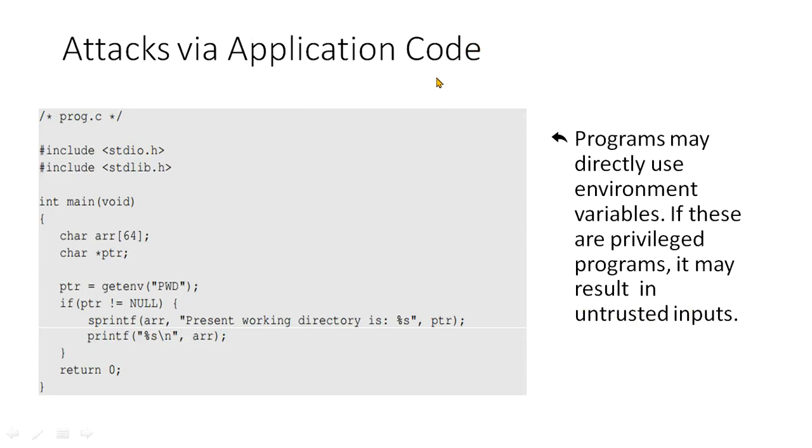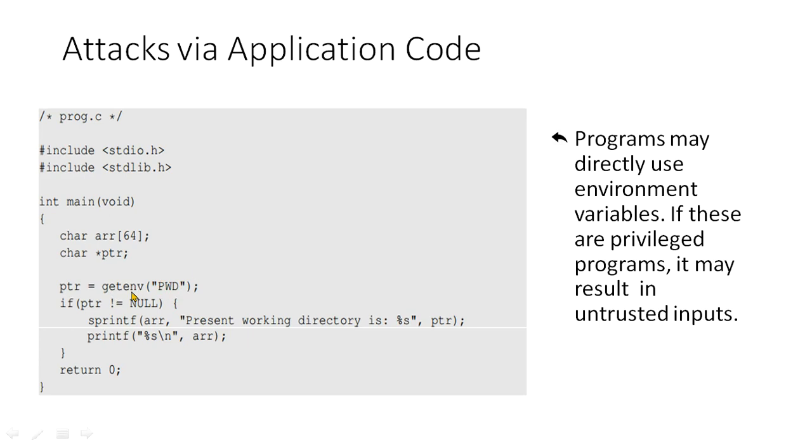So the other attack surface is the application code. This is the last one. If we have a program, and this program uses an environment variable, then there is a security hole. For example, this program uses the getenv function to get the value of an environment variable, PWD, present working directory. Okay, the present working directory is a shell variable that keeps the current working directory.